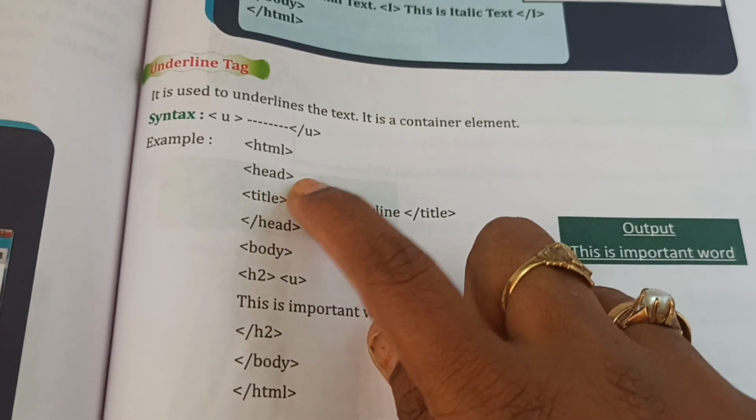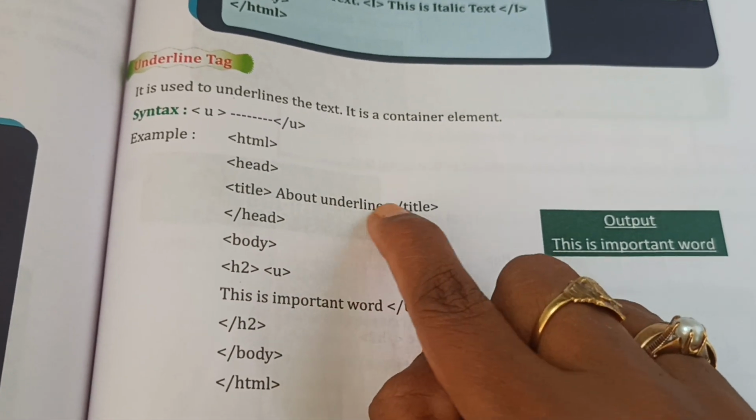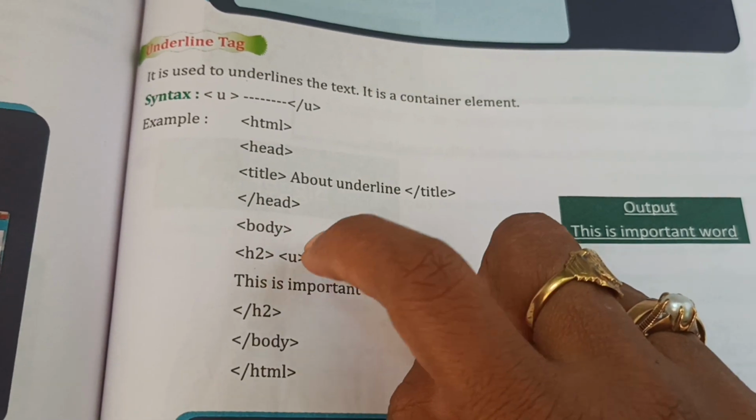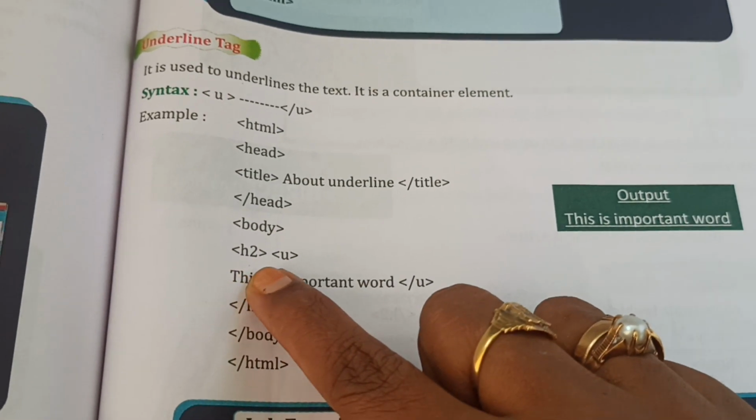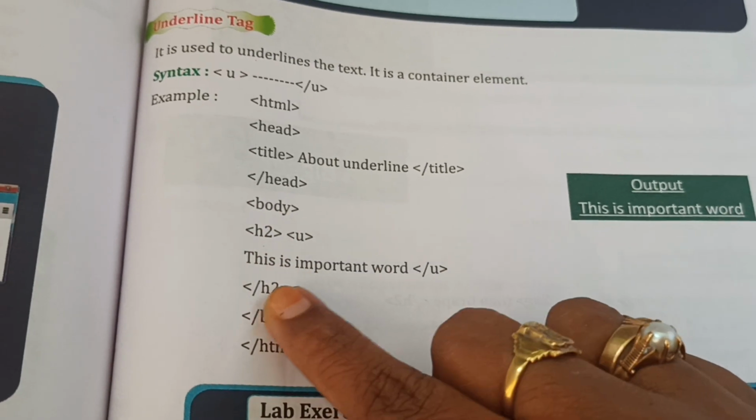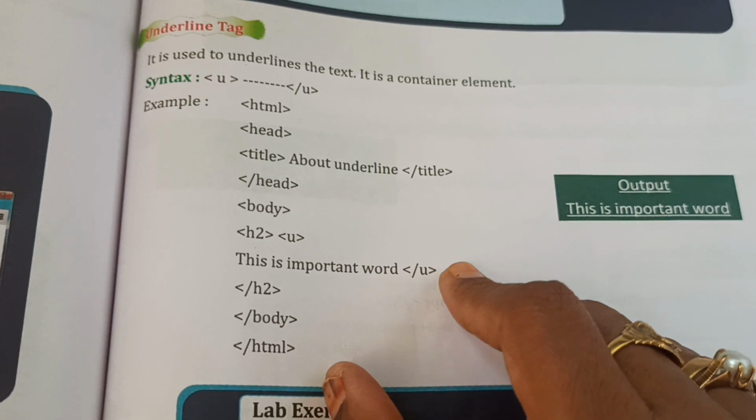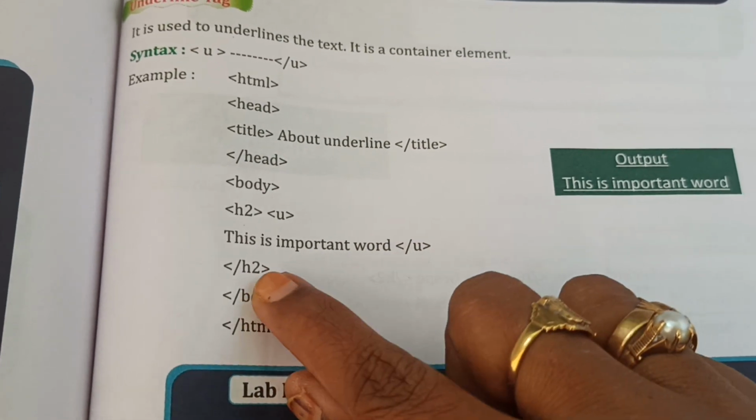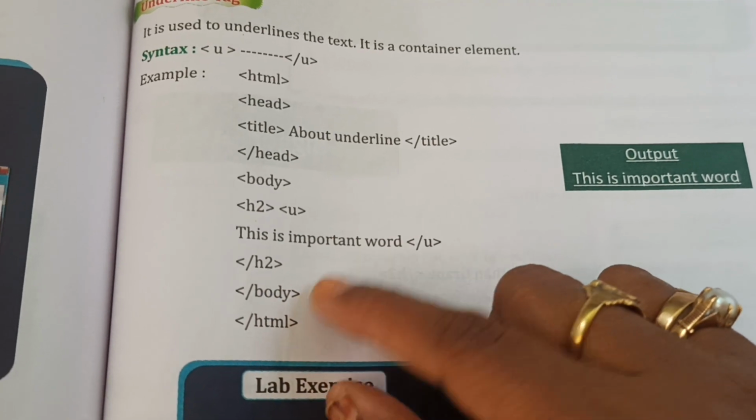HTML, head, title, about underline, title closing bracket, head closing bracket, body opening bracket, heading 2, underline opening bracket U. This is the important word. Underline closing bracket. Heading 2 closed. Next, body closed.